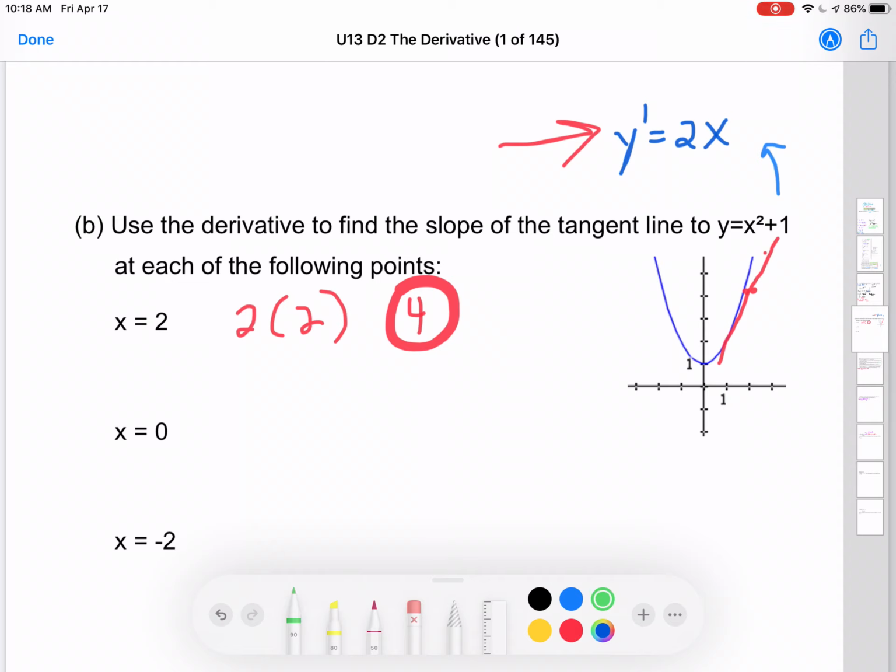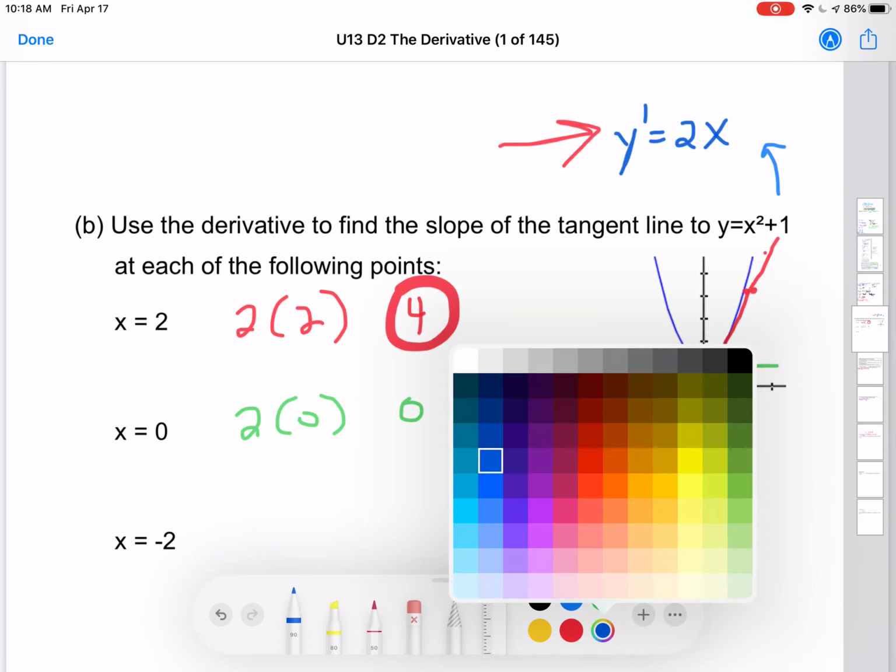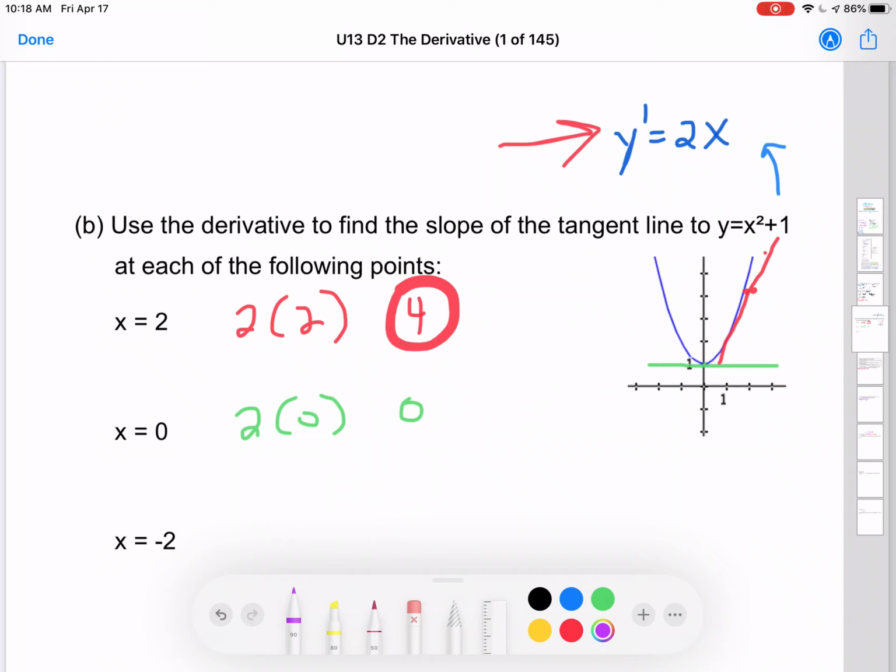All right, let's do it at x equals 0. Okay, so at x equals 0 right here. All right, at x equals 0, to me it looks like the tangent line is going to be a straight line going across. Let's plug in and see. So 2 times 0. Yep, that's a 0 slope. And then let's do negative 2. So at negative 2, looks like it's up here somewhere, right? So the slope of the tangent line. So let's plug in negative 2. And there we go. So this is called instantaneous rate of change.